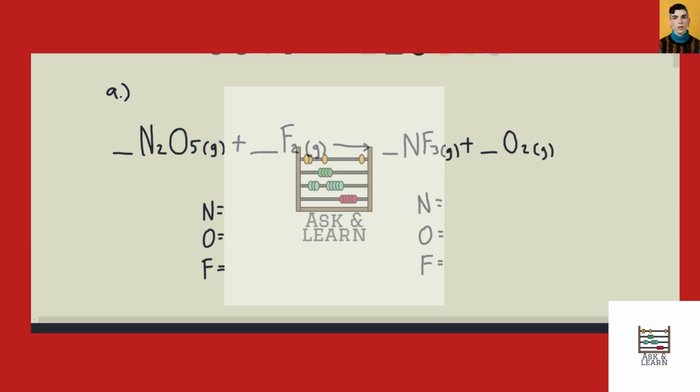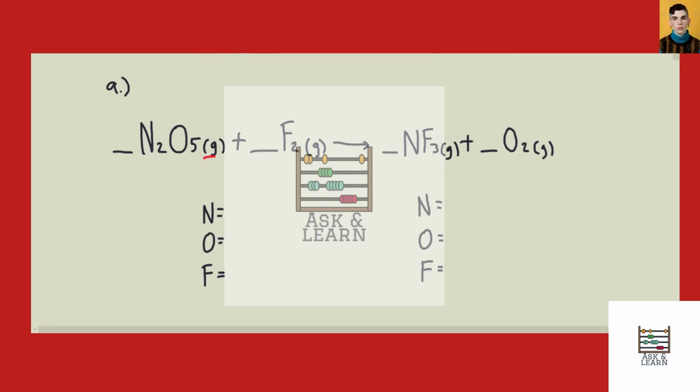In part A of this problem, we are told that N2O5 and F2 react to form NF3 and O2 in a gas phase reaction. Since we know that these are gases, all of the substances will be in that state. So we can set up the reaction in this way based on the information that we're given in the problem statement. And in part A, we just have to balance this reaction.